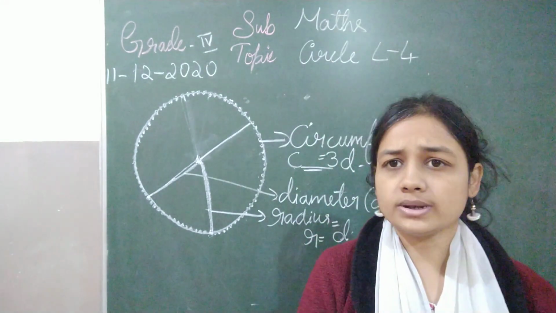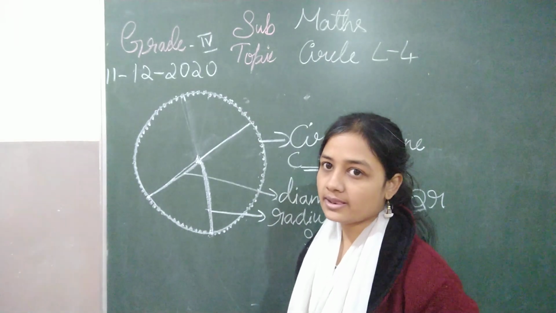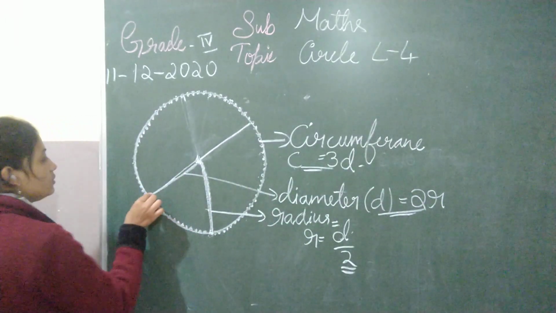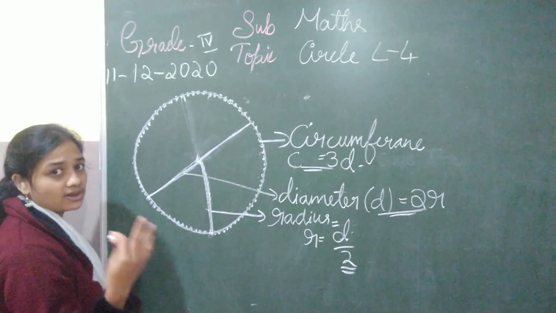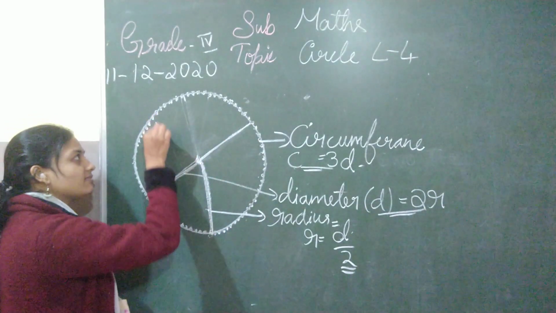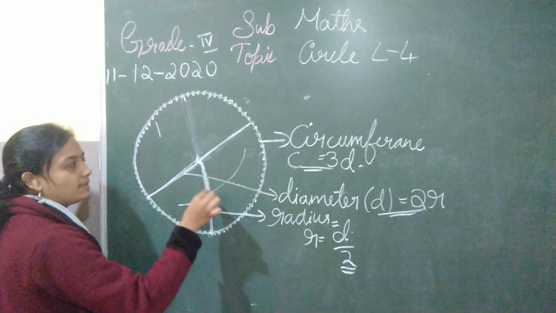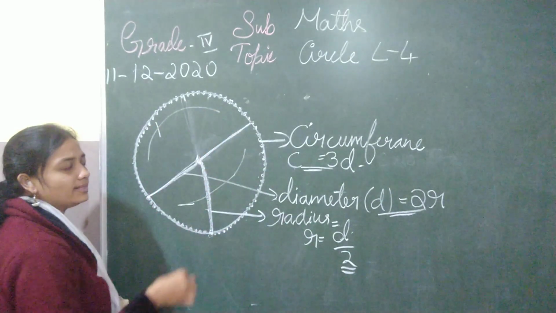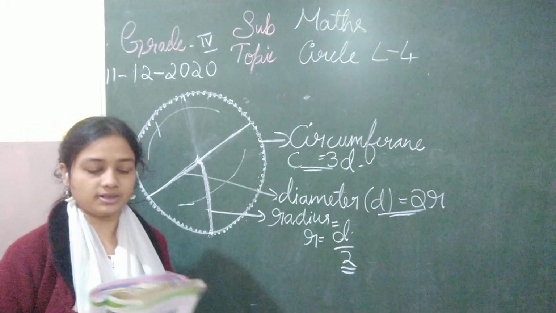Semicircle. You all know what a semicircle is, that is half a circle, right? When you draw the diameter, it cuts the circle into two equal halves. So this whole thing is one semicircle and this whole thing is one semicircle. So semicircle is nothing but half of a circle.